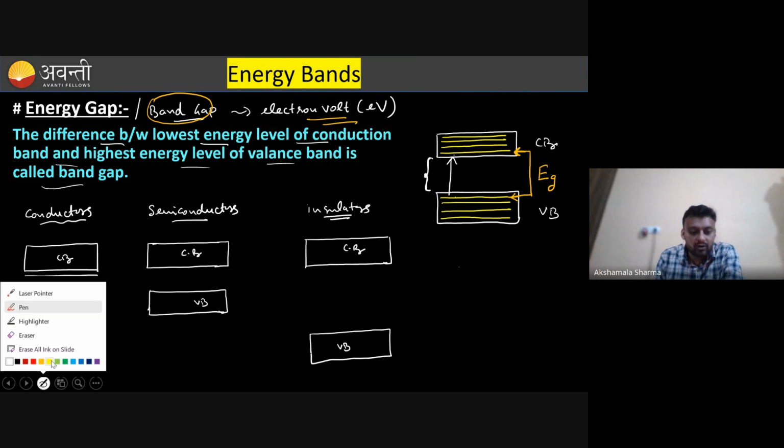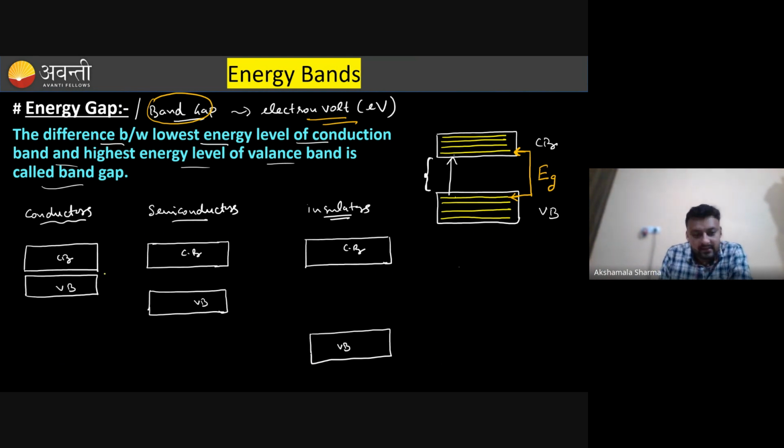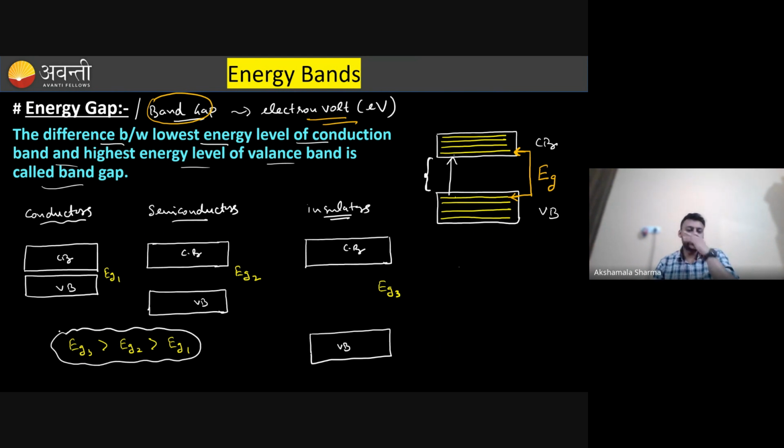Okay. Now, if I say this band gap is, let's suppose, EG1, this band gap is EG2, and this band gap is EG3. So what you can conclude, EG3 is greater than EG2 is greater than EG1. This is the conclusion that you can make from this particular slide. I think it is clear to everyone.